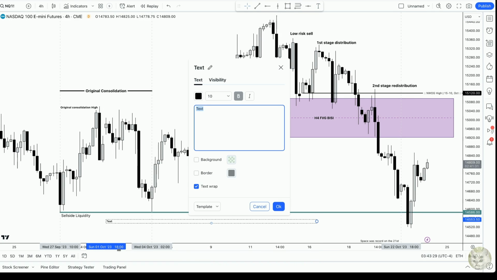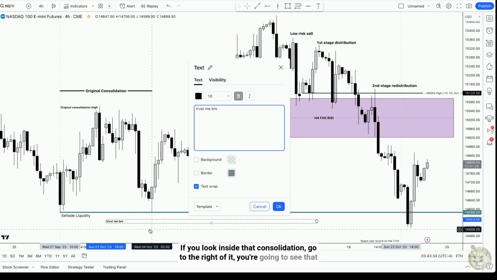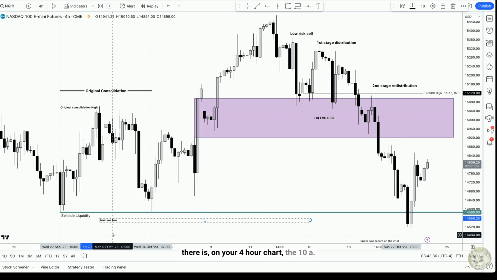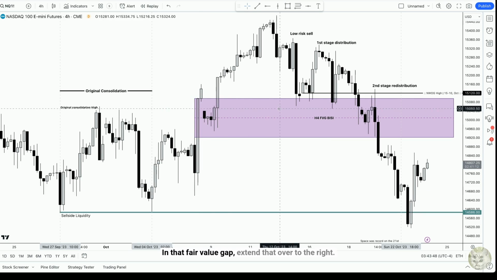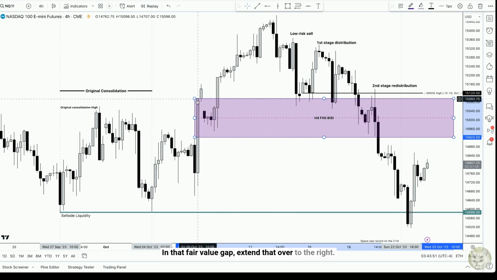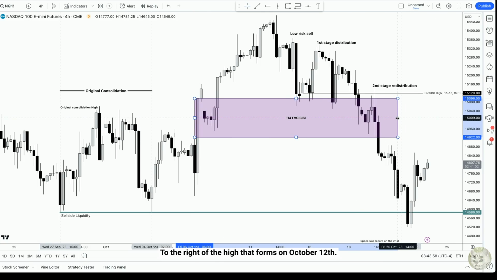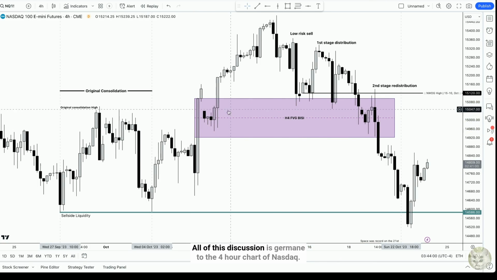Well, if you look inside that consolidation, go to the right of it, you're going to see that on your 4-hour chart, the 10 a.m. candle of October 6th, it's Friday, there's a fair value gap there. In that fair value gap, extend that over to the right, to the right of the high that forms on October 12th. All of this discussion is germane to the 4-hour chart of NASDAQ.